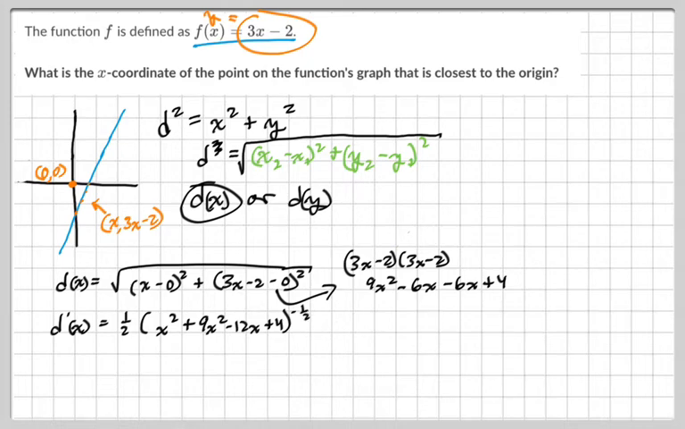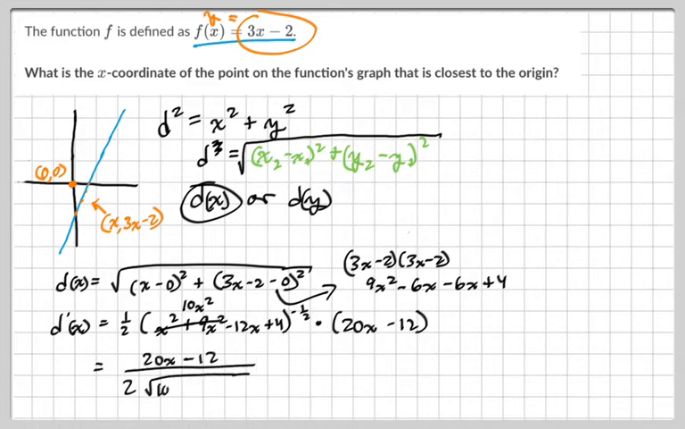Okay, the chain rule says that after you take the derivative of the outside function, which in this case is the square root or the 1/2 power, then you take the derivative of the inside. So let's simplify the inside a little bit. We have 10x squared. And then we're going to take the derivative of that. We get 20x minus 12. Okay, a little more cleaning it up.